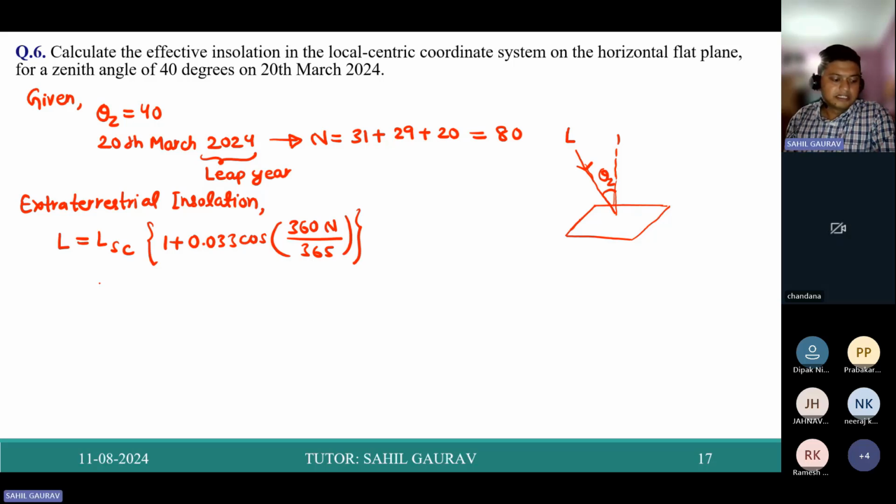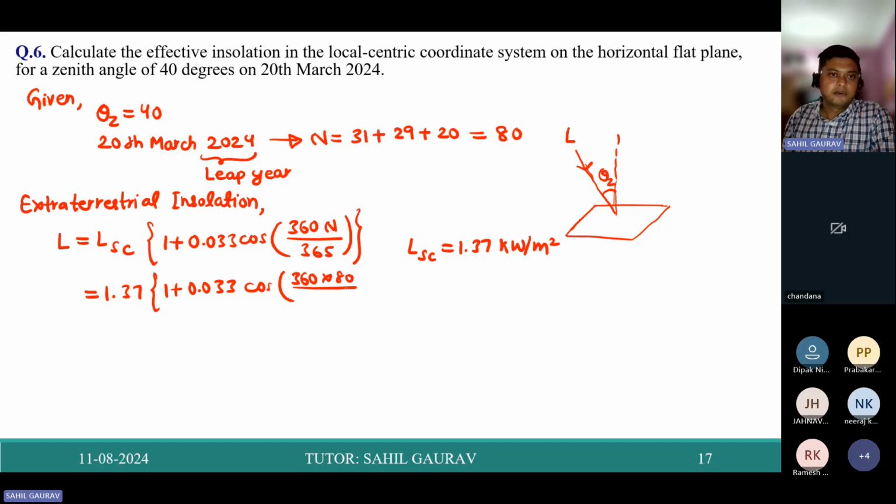The solar constant LSC we take as 1.37 kilowatt per meter square. So taking it as 1.37 and 1 plus 0.033 cos(360 n upon 365), with n given as 80. So this value comes as 1.3787 kilowatt per meter square.